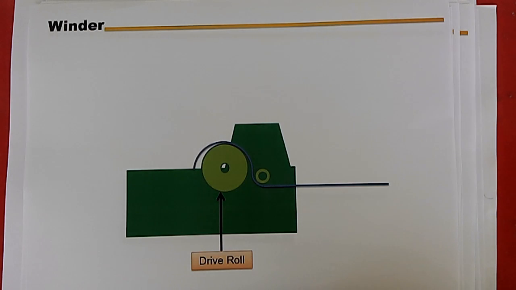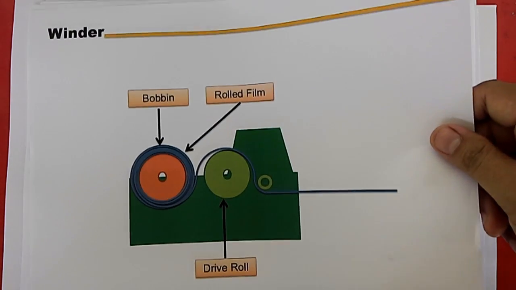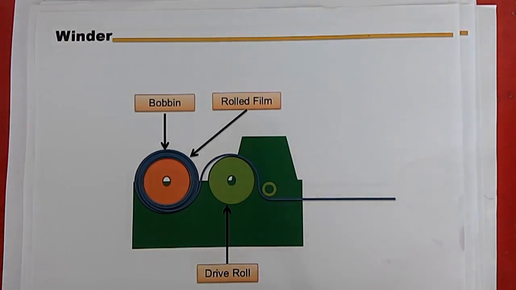The film is then rolled up on the bobbin. The bobbin acts as a slave roll. The film roll bobbin then goes through various finishing processes such as sealing, cutting, and printing.